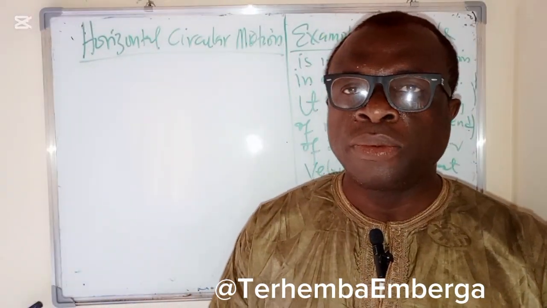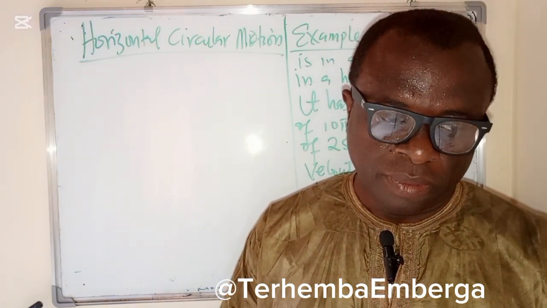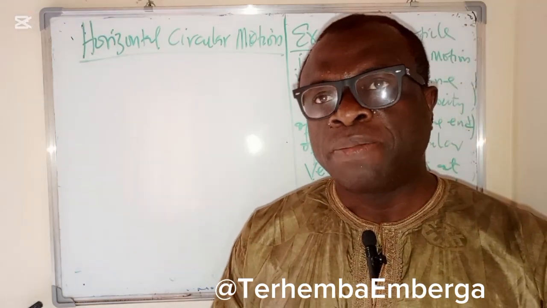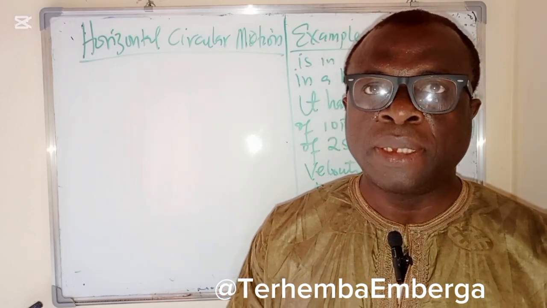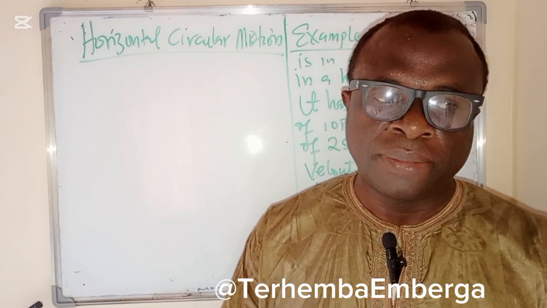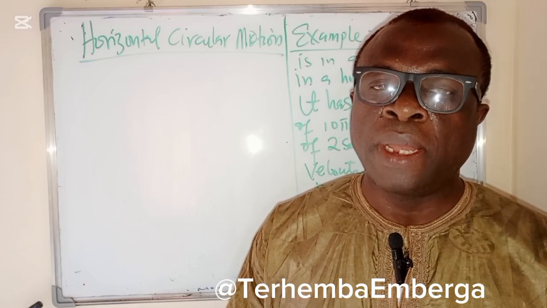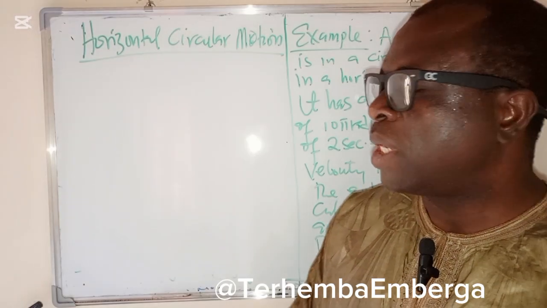Today we'll be looking at an aspect of circular motion, which is horizontal circular motion. In one of our classes, we explained circular motion as the motion that takes place in a circular path through an axis. We also looked at vertical circular motion. So today our emphasis will be on horizontal circular motion.